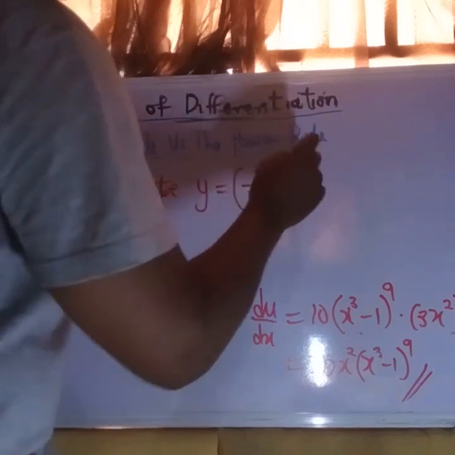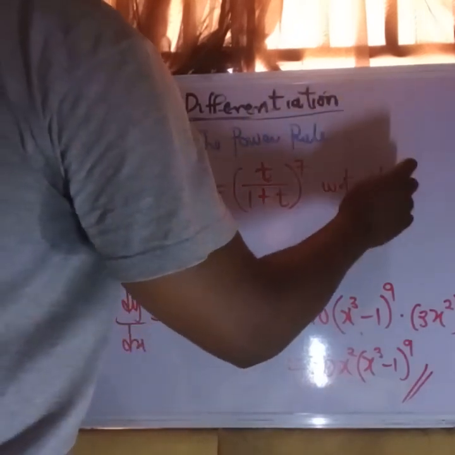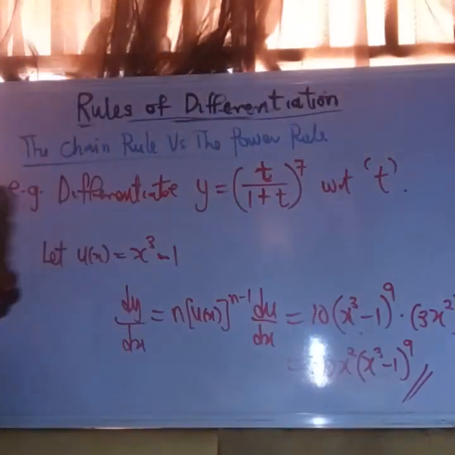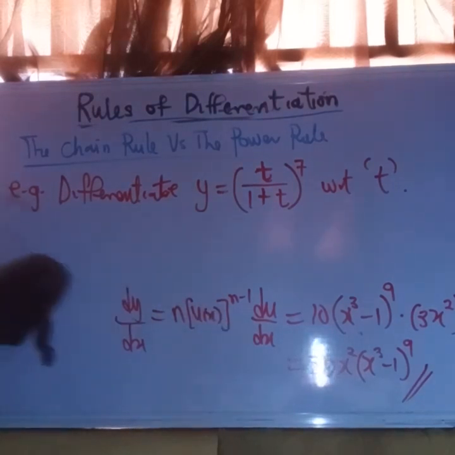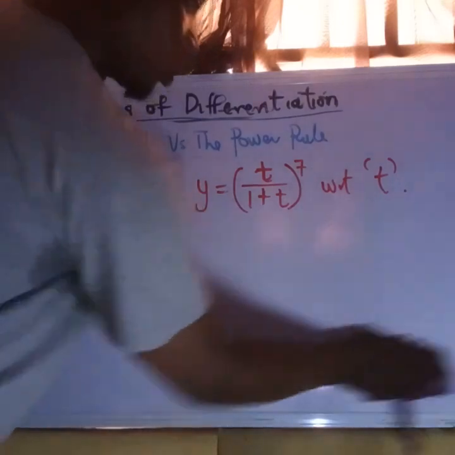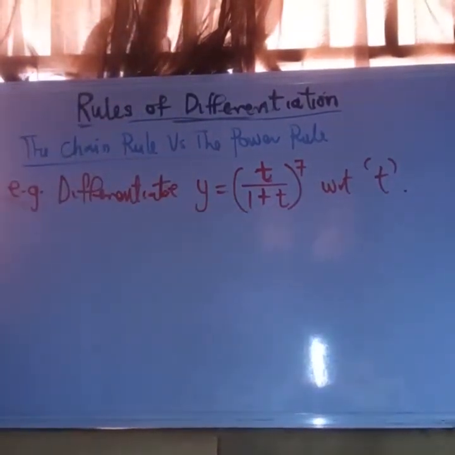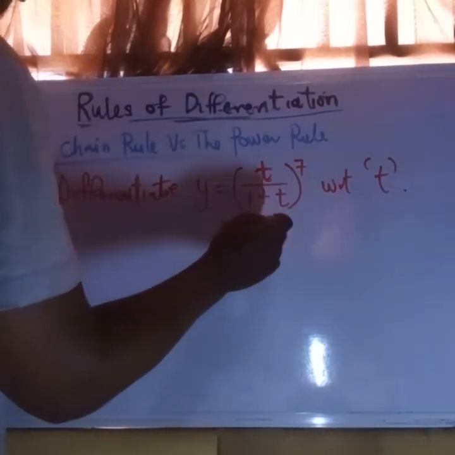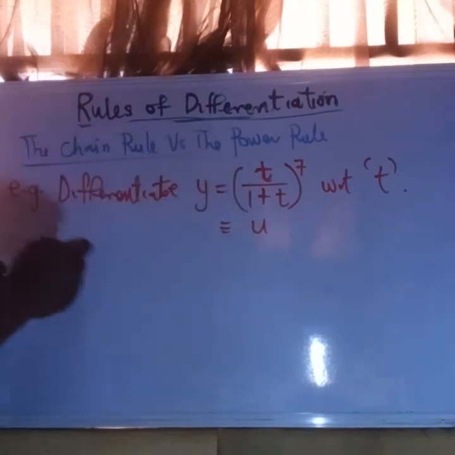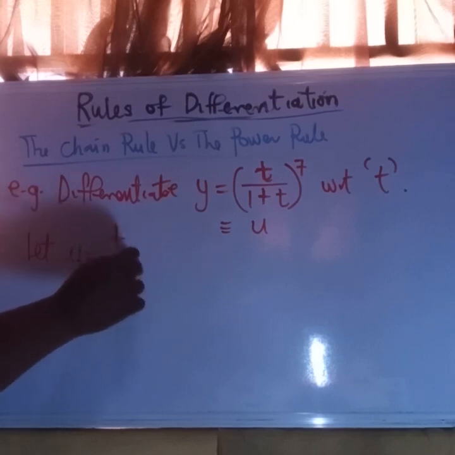Okay, this time the argument here is t. We want to find the derivative of this function with respect to t. By comparison, we see that this is a term u. So let u equal t over 1 plus t.